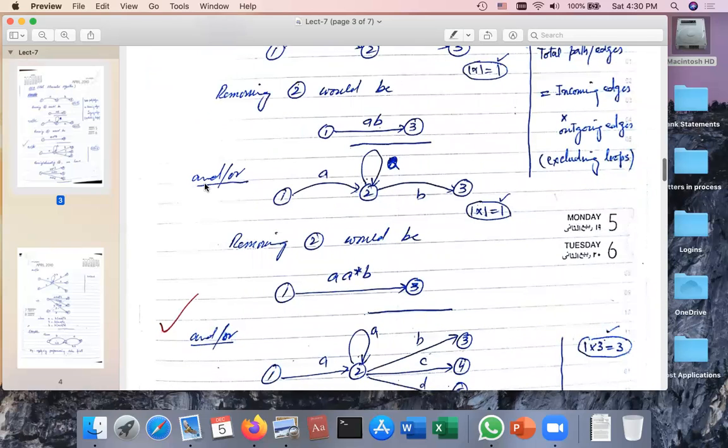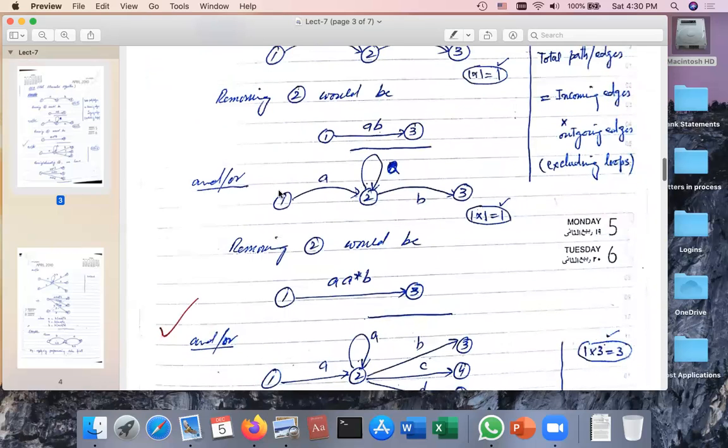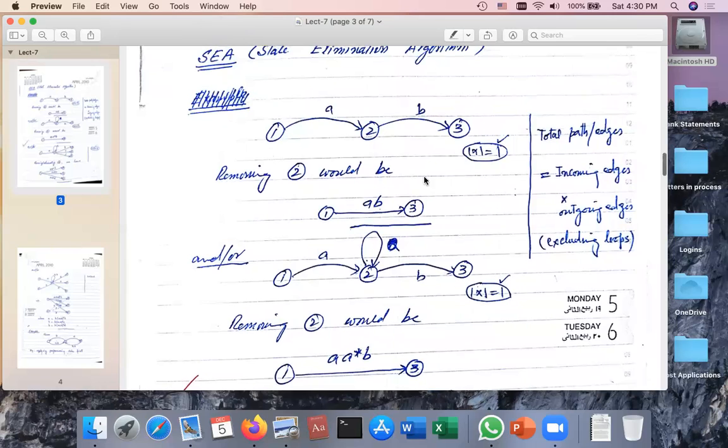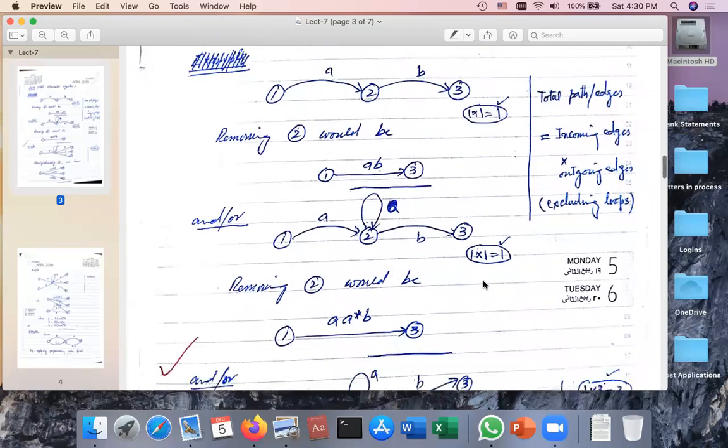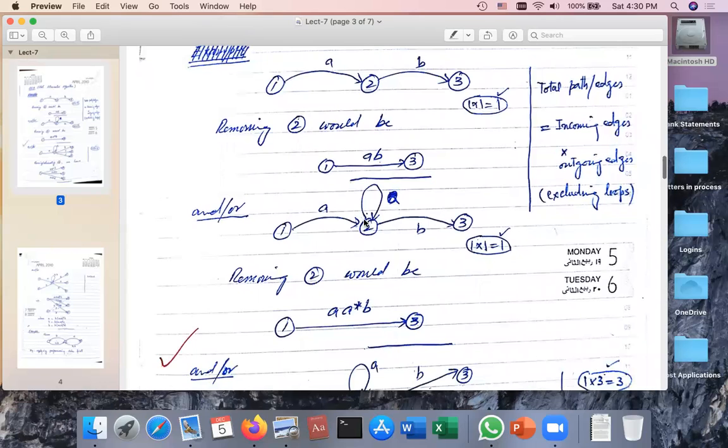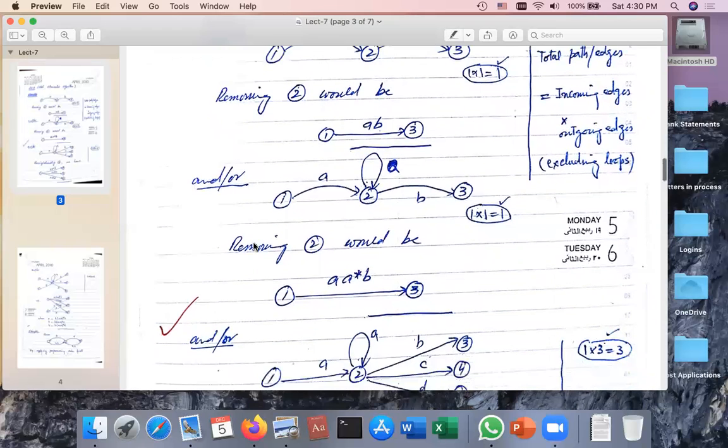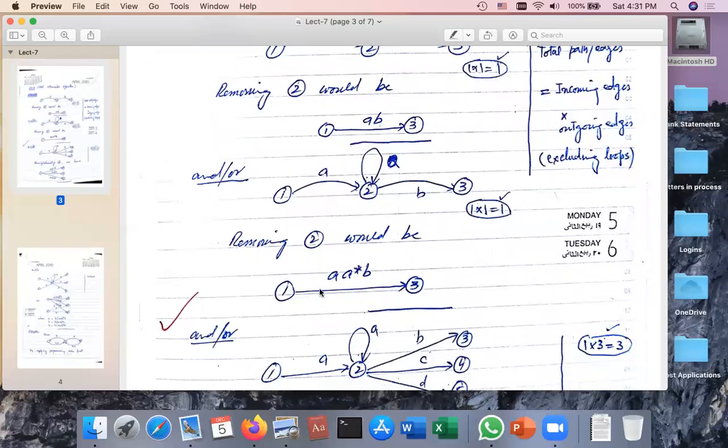That's why it is written here "and/or". So for example, I have this FA, the same FA, but I have introduced a loop here with label A, and then B. And now I want to remove this state 2. So here inner degree is 1, outer degree is 1, and I don't have to count this loop because I have already written here "excluding loops". So it is again 1 cross 1 is equal to 1. And so removing 2 would be 1 and 3.